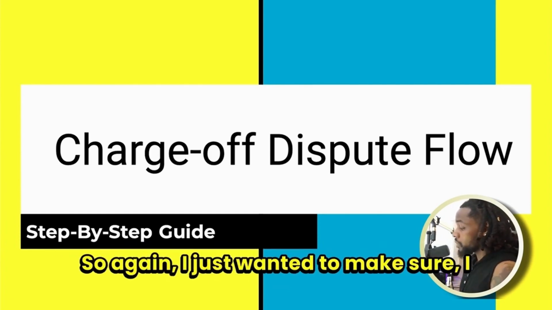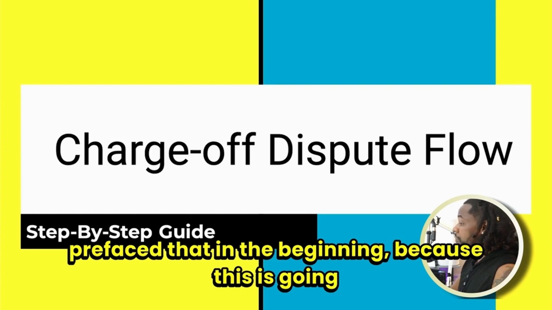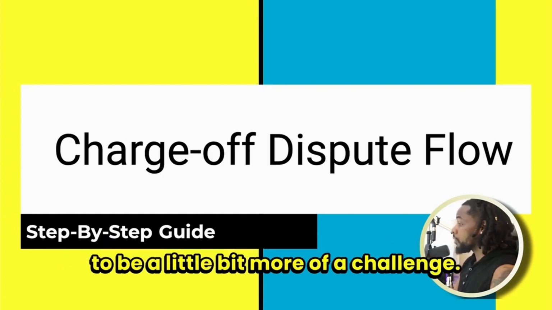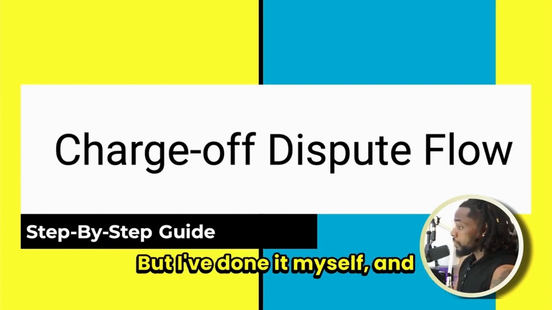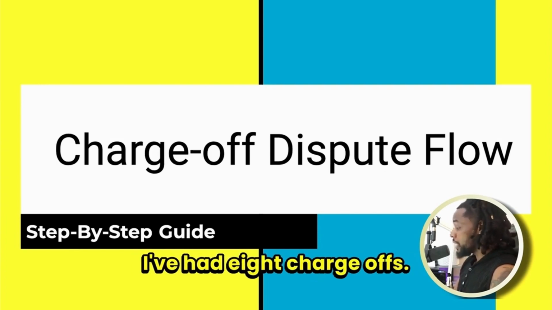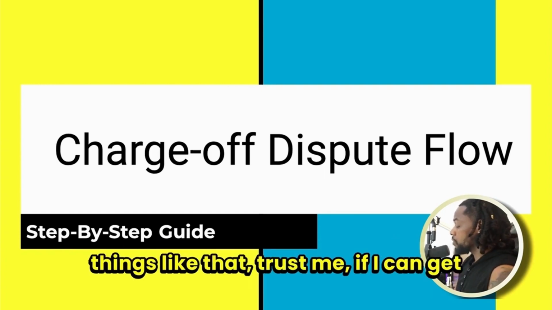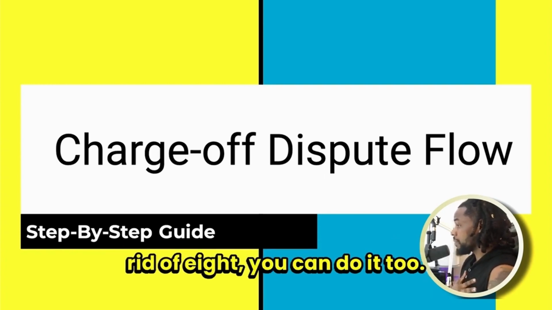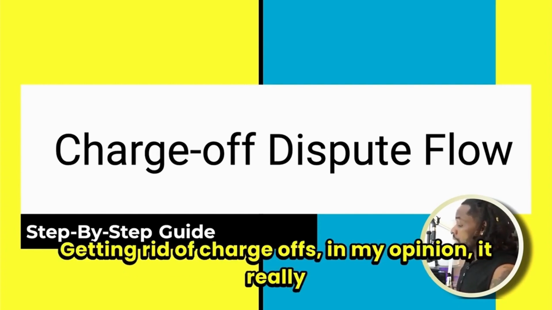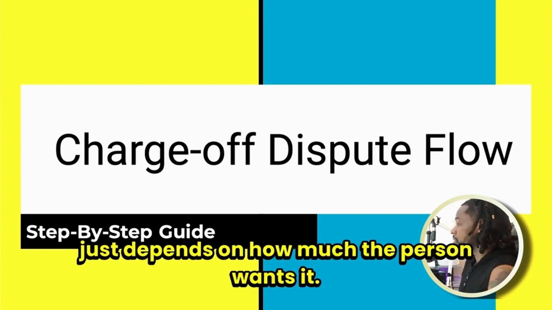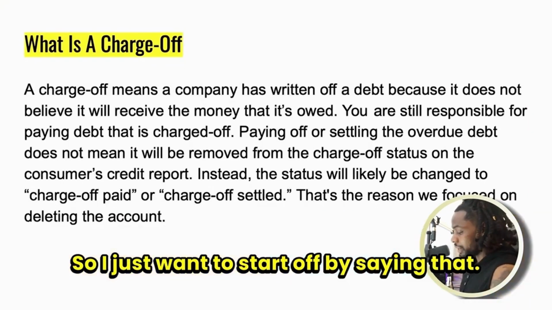So again, I just wanted to make sure I preface that in the beginning, because this is going to be a little bit more of a challenge. But I've done it myself, and I've had 8 charge offs. So if you only have 1 or 2, repossession, things like that, trust me, if I can get rid of 8, you can do it too. Getting rid of charge offs, in my opinion, it really just depends on how much the person wants it. So I just want to start off by saying that.